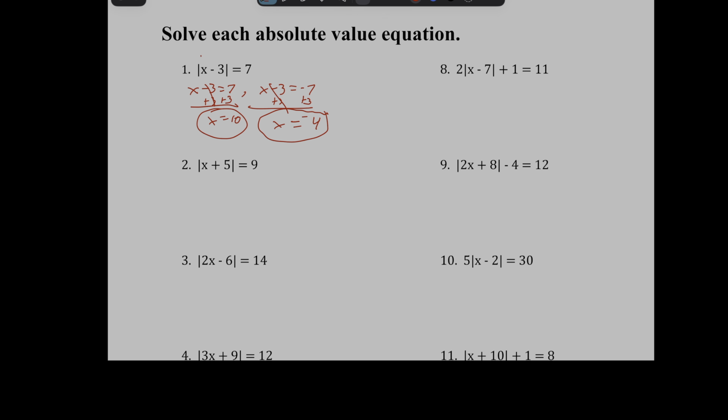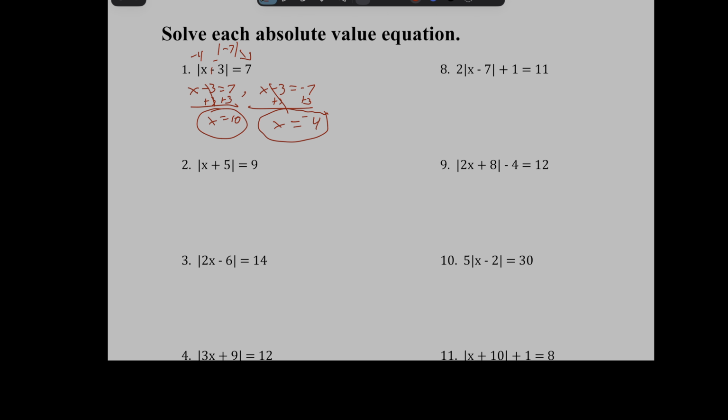Now plug it back in. Put in 10. What's 10 minus 3? 7. Does 7 equal 7? Yeah, it does. Now plug in negative 4. Add a line, change the sign. What's negative 4 plus negative 3? The absolute value of negative 7. What's the absolute value of negative 7? It's 7. That's why we have to have 2 answers for these.